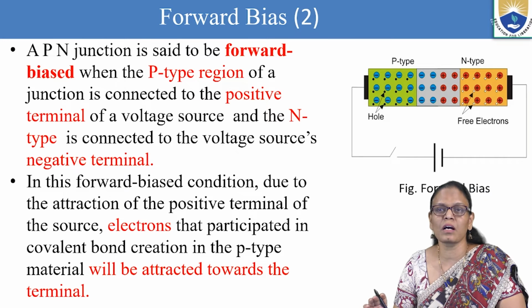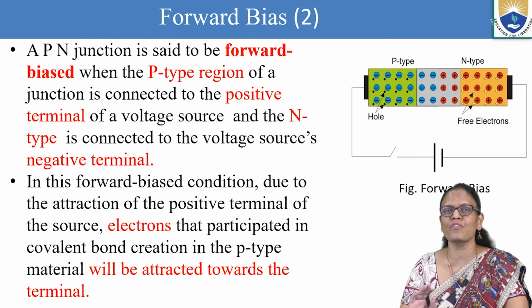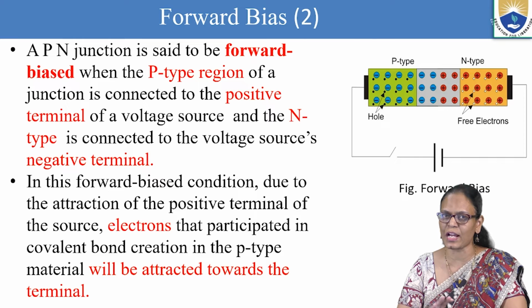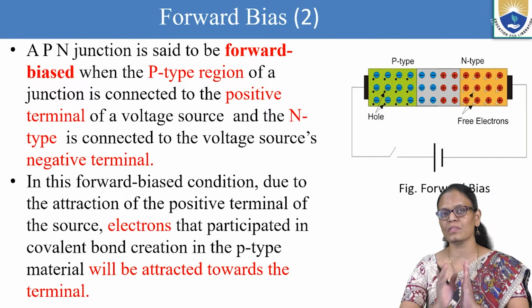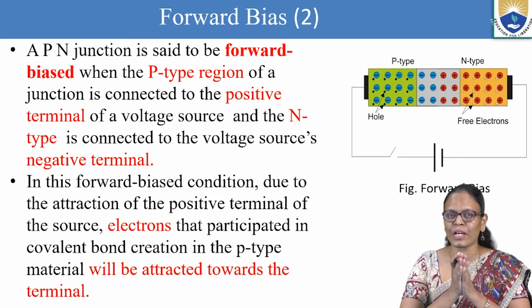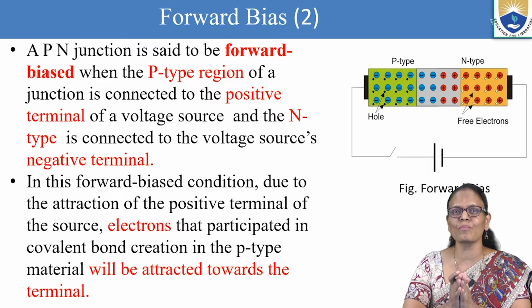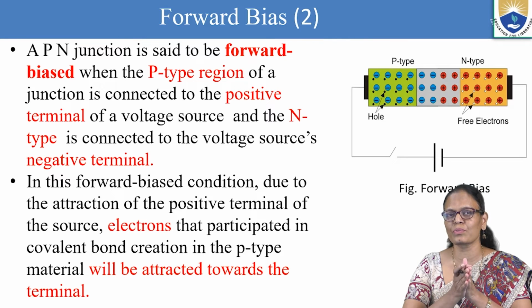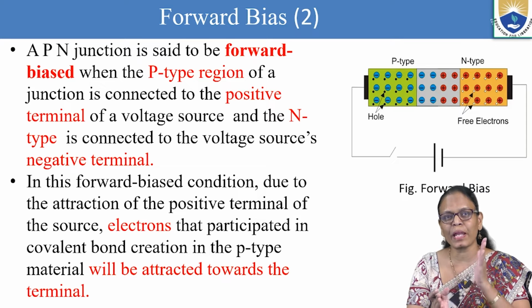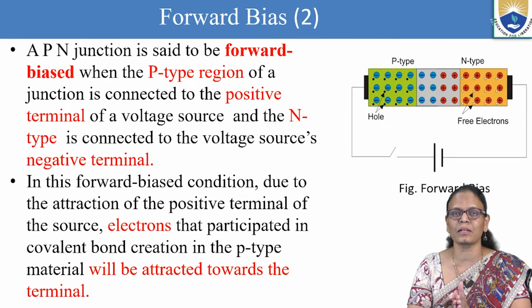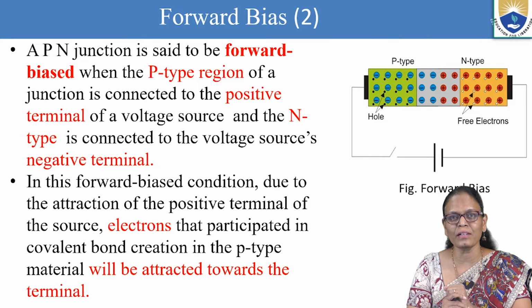So when this becomes equal, there is no further movement of charges from the p side to the n side. Then what happens? Because of the barrier, we are observing that there is no movement of electrons and holes. So what we try to do is, somehow, by some means, bring the barrier down or break the barrier, so that there will be movement of electrons and holes.